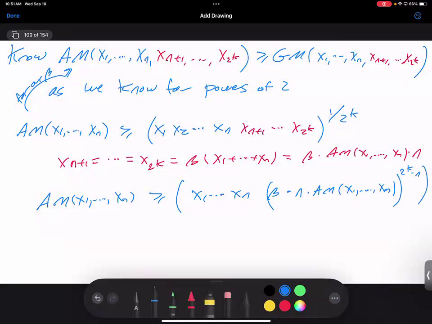Right? And then I'm going to just raise this side to 2 to the k, just to make the exponents a little bit nicer. So if the arithmetic mean is greater than or equal to that to the 1 over 2 to the k, I can raise both sides by 2 to the k. So notice, this is the arithmetic mean over here. This is looking a lot like the geometric mean. And we have the arithmetic mean occurring again on both sides.